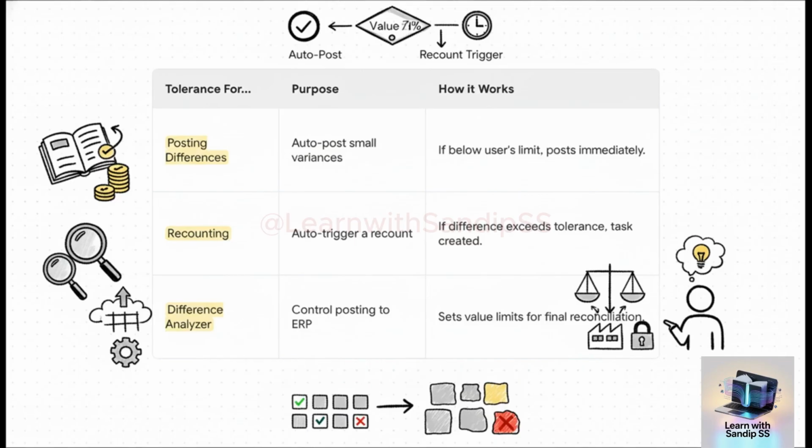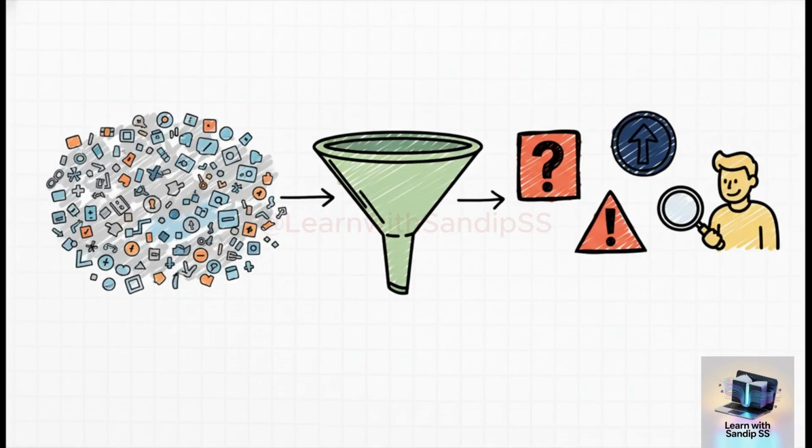A big, worrying difference? Bam! It automatically triggers a recount. This lets your team stop chasing pennies and focus only on the exceptions that matter. And at the end of the day, this is all about intelligent automation. We're not just talking about saving a few clicks here and there. It's about slashing manual effort, guaranteeing a consistent, rules-based approach, and freeing up your most valuable asset, your people, to go solve the real, complex problems.